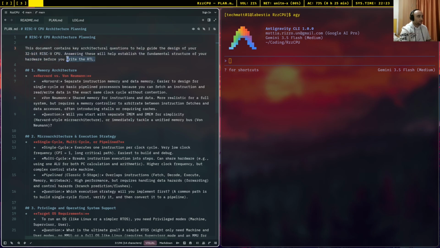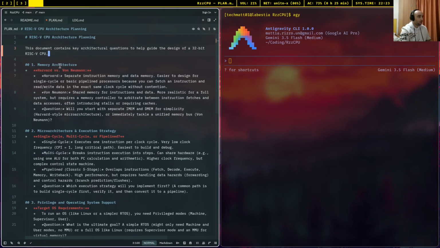Okay. Let's remove the bloat. Okay, memory architecture. Harvard versus von Neumann. So, Harvard: separate instruction memory and data memory. It's easier to design for single-cycle or basic pipeline processors, because you can fetch an instruction and read or write data in the exact same clock cycle without contention. So, this is the Harvard architecture.